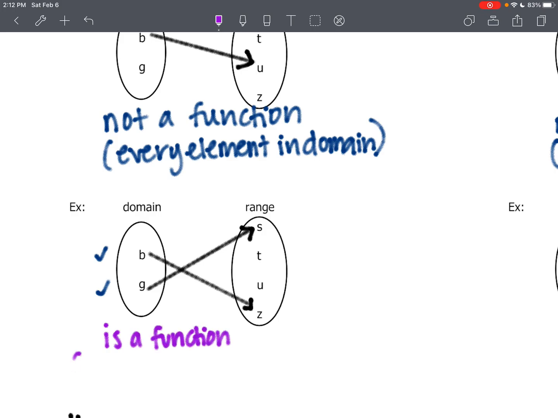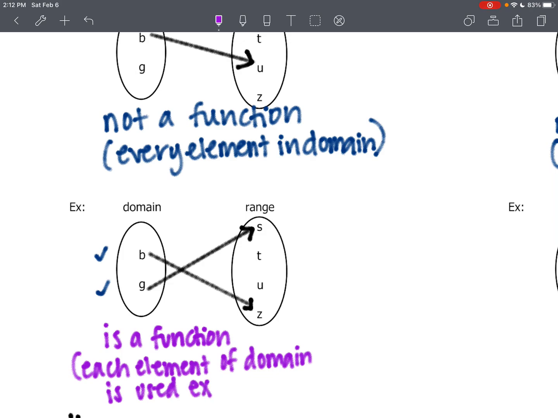Each element of the domain is used exactly once. Just kind of putting it in layman's terms for you.